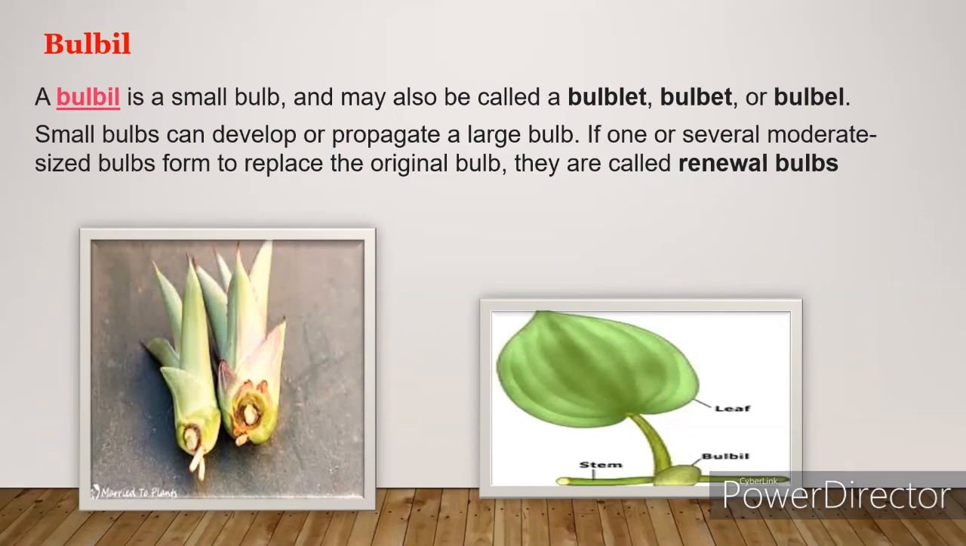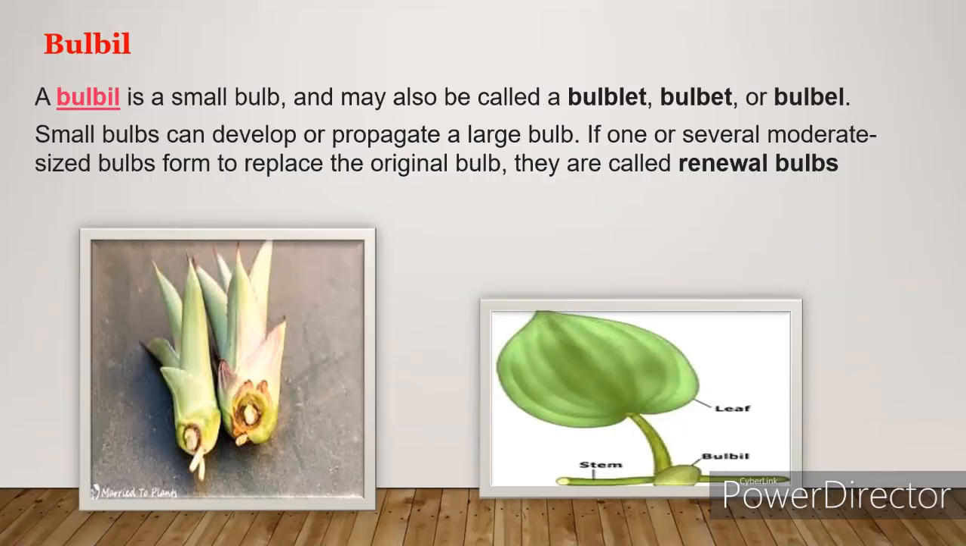Some lilies, such as the tiger lily, form small bulbs called bulbils in their leaf axils. Several members of the onion family, including Allium sativum, form bulbils in their flower heads. These are examples of bulbils.